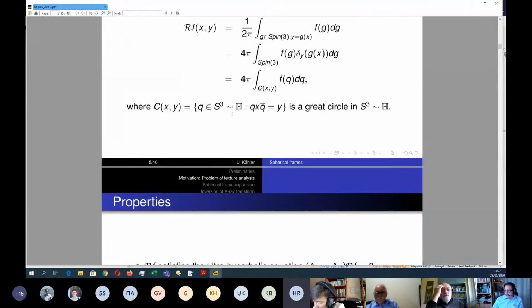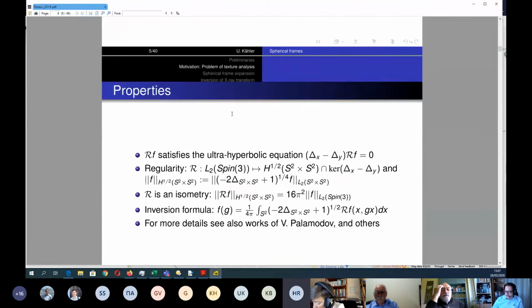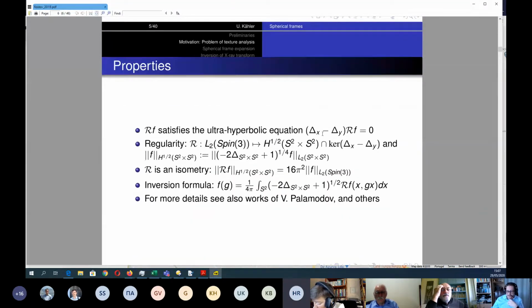These integral properties, obviously, I just mention here the main important ones for us. In particular, the data satisfies the ultra-hyperbolic equation. The regularity, as you would expect from a Radon transform, is going 1/2 up. So you map from L2 over basically S3. Spin(3) is a group, but of course S3 is one of the representations of the group, and S3 itself is also a group, one of the few spheres. And it goes up into the space of measurements by 1/2. And of course, it's inside the kernel of the ultra-hyperbolic equation.